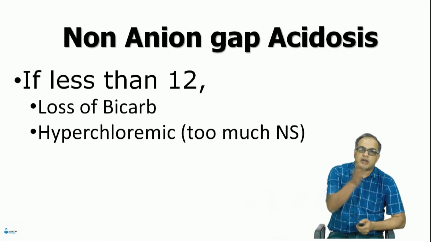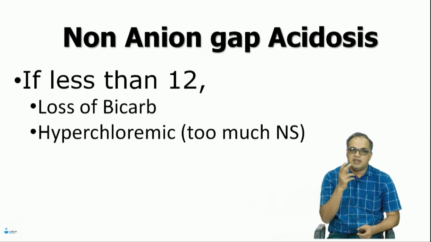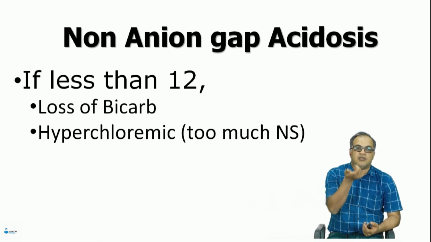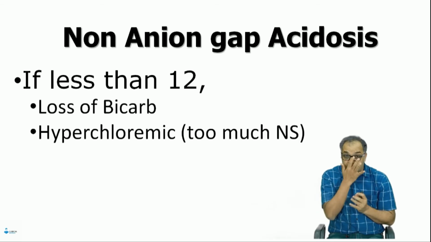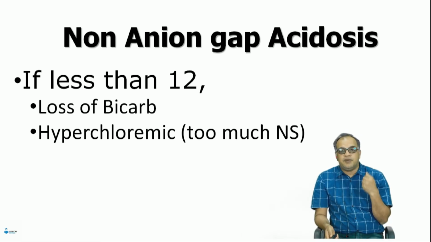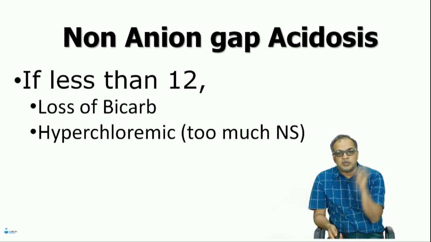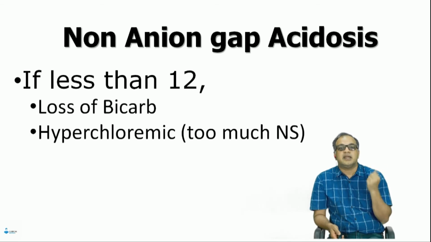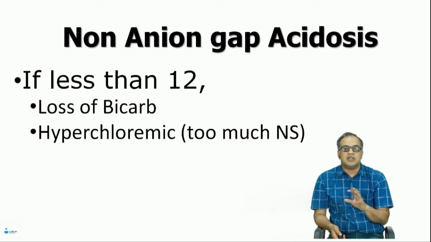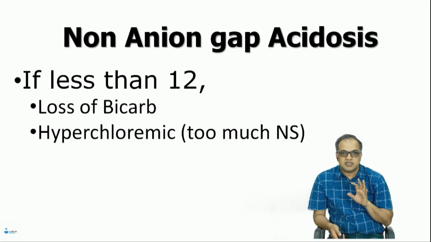Non-anion gap acidosis, or normal anion gap acidosis, is where the anion gap is normal or less than 12. It can be because of two things: either you are losing bicarbonate, or it is hyperchloremic. Hyperchloremic is very common because we like to give normal saline too much. Most of the patients in OTs, ICUs and wards keep getting liters and liters of normal saline for a long time. I won't go into the physiology, but the added chloride load causes non-anion gap acidosis.